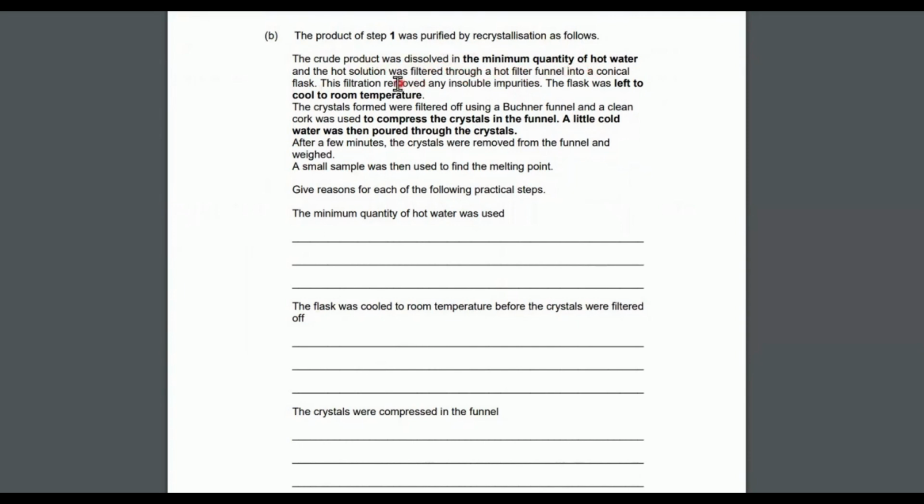Part B, the product of step 1 was purified by recrystallization as follows. The crude product was dissolved in the minimum quantity of hot water. They put that in dark black. That means it's really important and part of the answer to the question. The flask was left to cool to room temperature, again in bold or dark black.